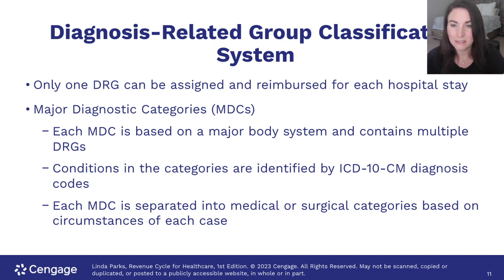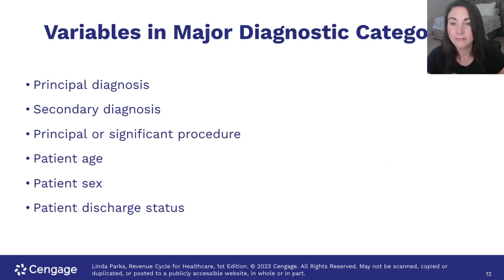So each MDC is separated into medical or surgical categories based on if the patient had a procedure done or not. And that's where the hierarchy comes in. You have the category at the top split into medical with all those conditions listed, surgical with all those procedures listed. Okay. There are several variables that affect the assignment of DRGs within the MDCs. I know it's a lot of abbreviations, but the medical field is full of them, so just get used to it now.